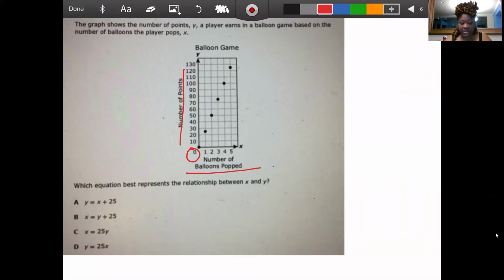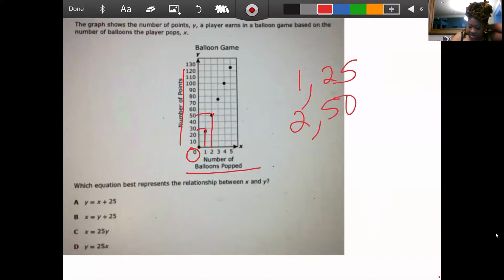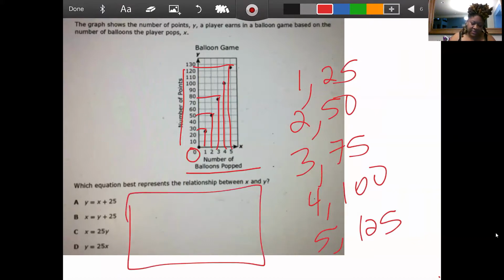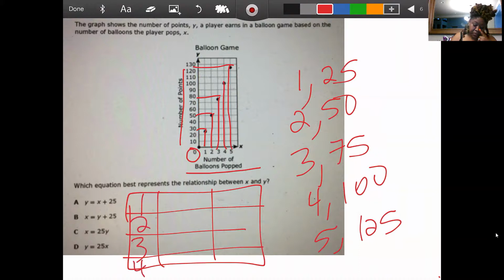After you know that, you're going to look at the points plotted. So when X is 1, Y is 25. When X is 2, Y is 50. When X is 3, Y is 75. When X is 4, Y is 100. And when X is 5, Y is 125. So if you need to, go ahead and create the table that I told you about to help you: 1, 2, 3, 4, 5 and 25, 50, 75, 100, 125.